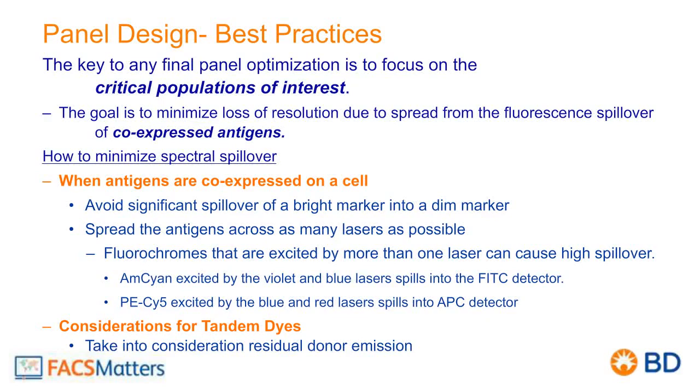And this is where we're now going to use all the information we've been talking about in the first webinar and up to now in this webinar. Because what we want to do is to optimize and focus our interest on the critical population. And we want to minimize loss of resolution due to spread from the fluorescent spillover of co-expressed antigens. So that's the first important point. You're going to focus on, one, your population of interest, and two, on those antigens which are expressed on those populations of interest. And you're going to want to minimize the spectral spillover.